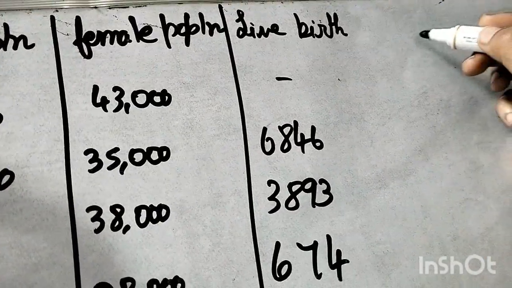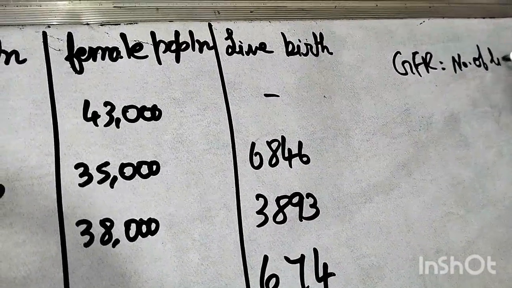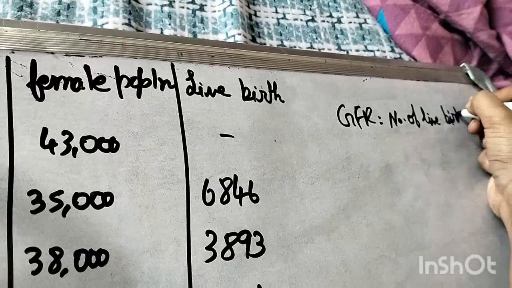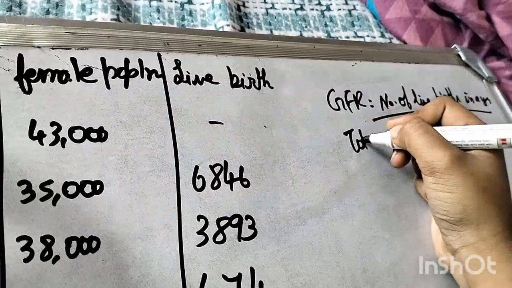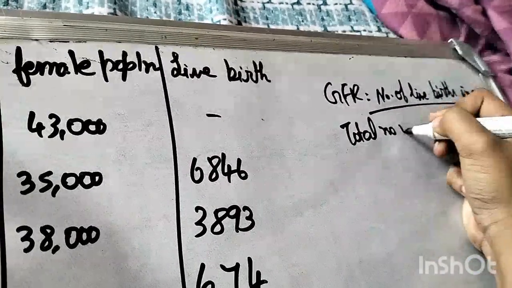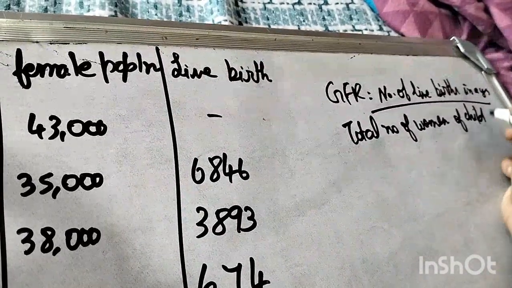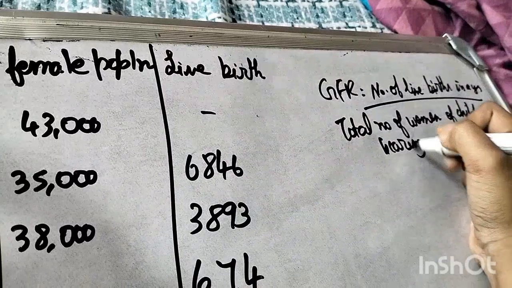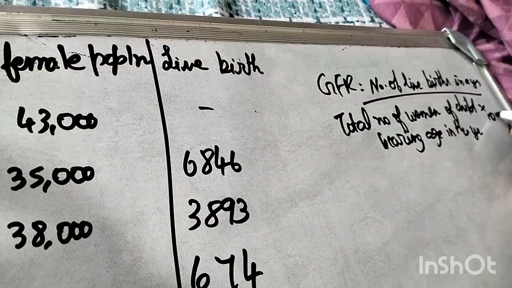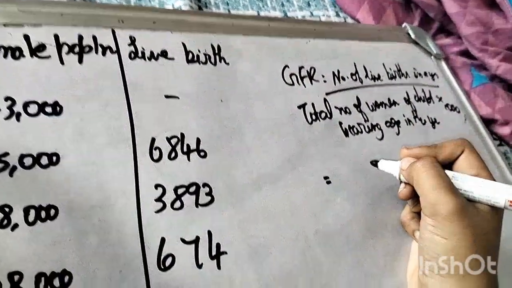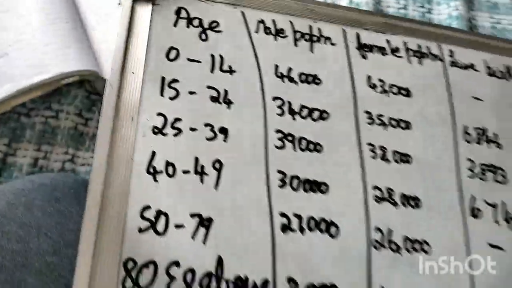Next we will do GFR. GFR is the number of live births in a year divided by the total number of women of childbearing age in the year into 1,000. So the number of live births in a year is again 11413. Then the total number of women of childbearing age.